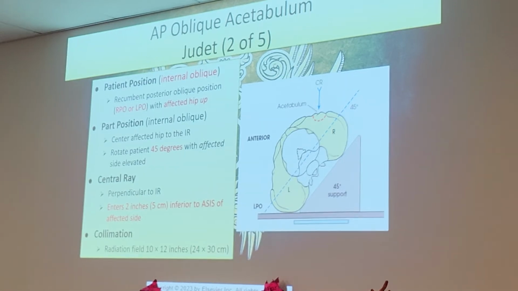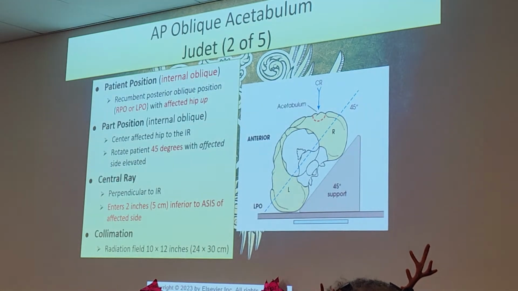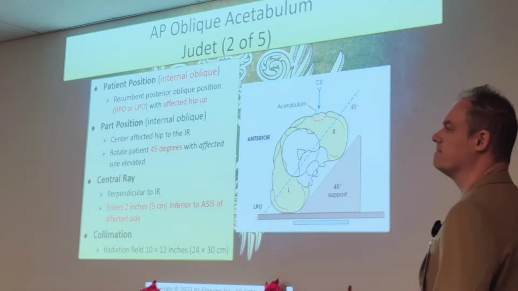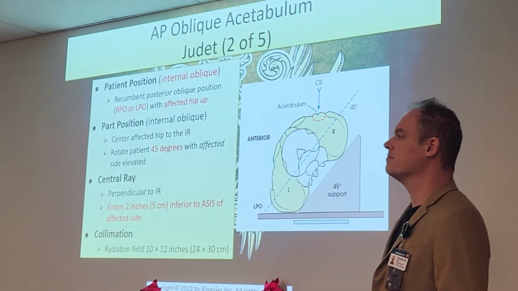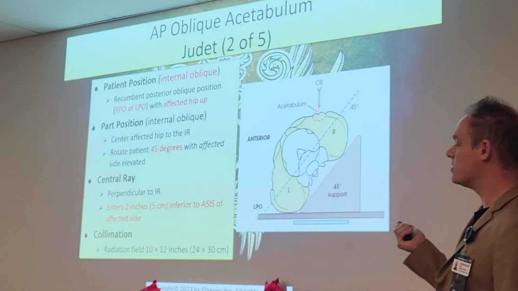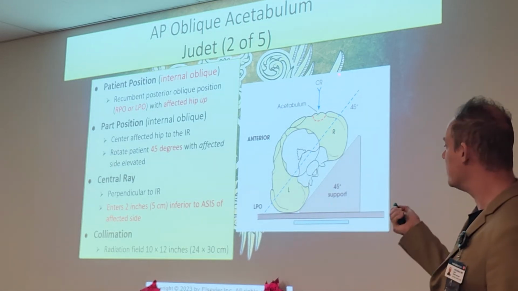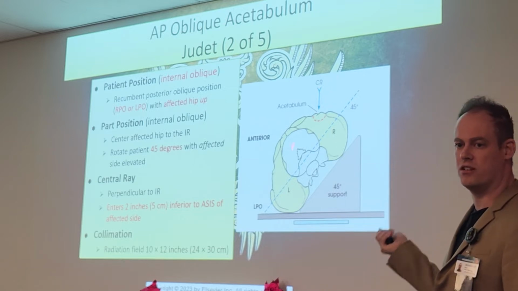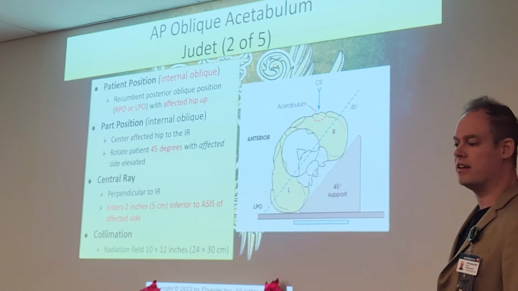Internal oblique, we're looking at the side that is up. When we look at the external oblique, we're looking at the side down. So they're inverse to each other. In other words, for this x-ray right here, we're interested in this elevated acetabulum. We're looking at the right side here. It's an LPO position. We're looking at the right elevated acetabulum.